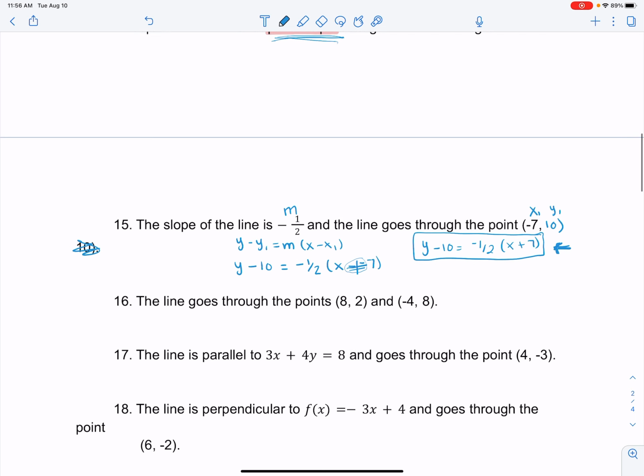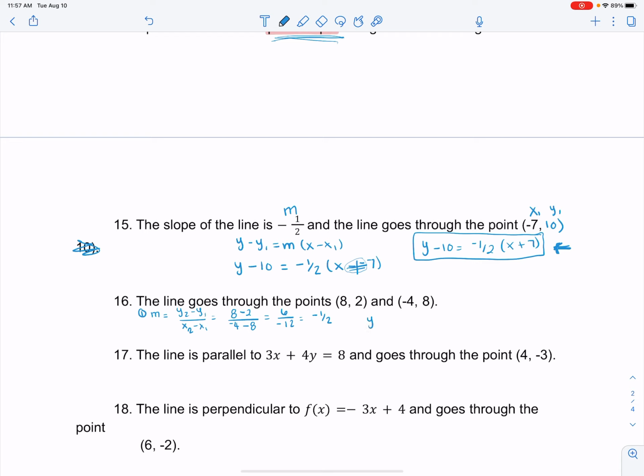All right, if the line goes through the points 8, 2, and negative 4, 8, the first thing we have to do, so step 1, is find the slope using the formula. So we're going to subtract the y's on top, subtract the x's in the denominator. So if I take my second y, 8, minus my first y, 2, my second x, negative 4, minus my first x, 8, 8 minus 2 is 6, negative 4 minus 8 is negative 12. So that's really negative 1/2 as my slope.